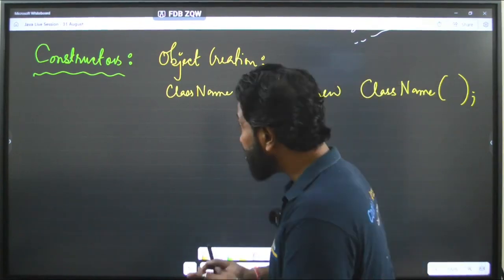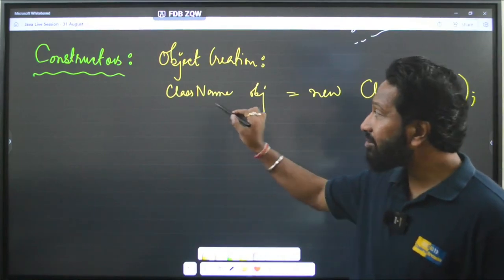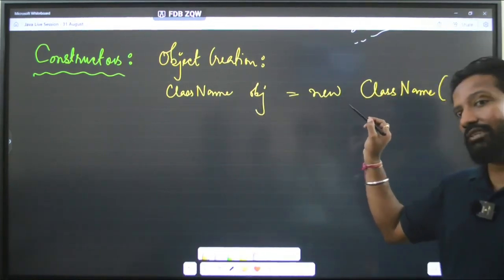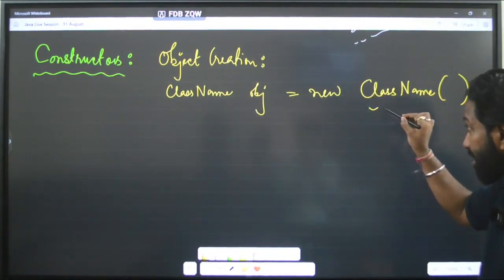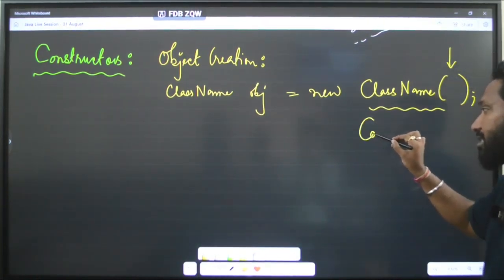Okay. So, now let's try to understand. See, every time when you write this class name object equal to new class name, what are you actually doing? This class name with a bracket, this parenthesis, we are calling the constructor.